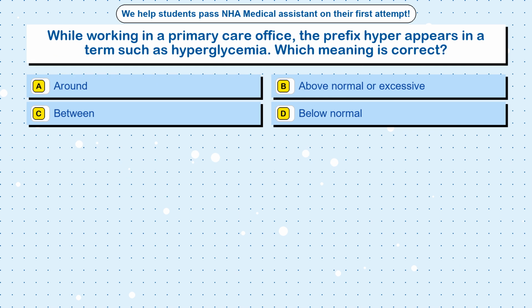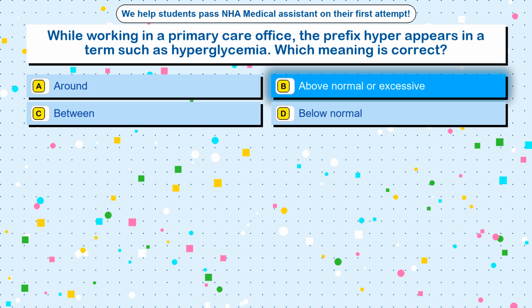Question 17. While working in a primary care office, the prefix hyper appears in a term such as hyperglycemia. Which meaning is correct? Option A. Around. Option B. Above normal or excessive. Option C. Between. Option D. Below normal. The correct answer is option B.